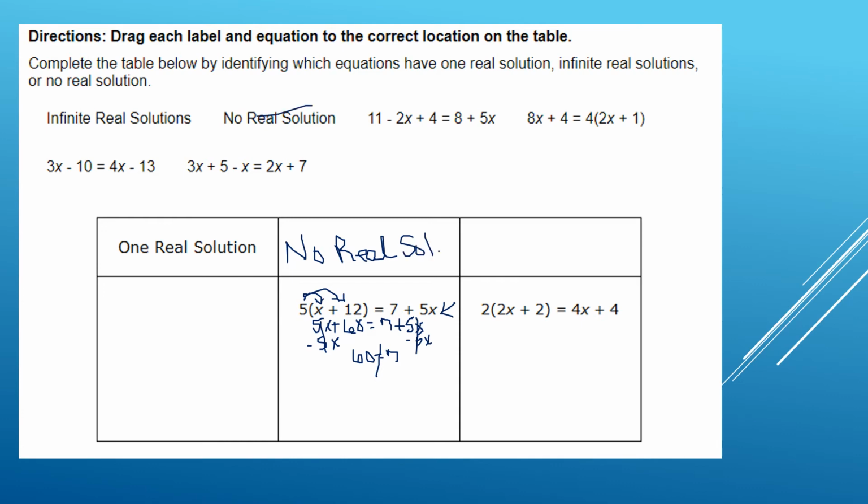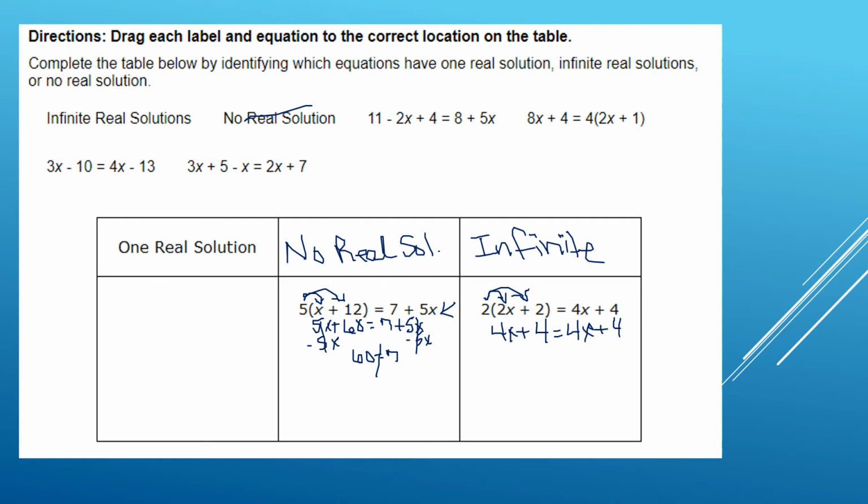Okay, so I've used that one now. So that would mean this one has to be infinite. Okay, let's see why. When I pass out this 2, I get 2 times 2x is 4x, and 2 times 2 is 4. Notice that on both sides of this, you have the exact same thing. So no matter what number I put in here, it will always equal the exact same number.